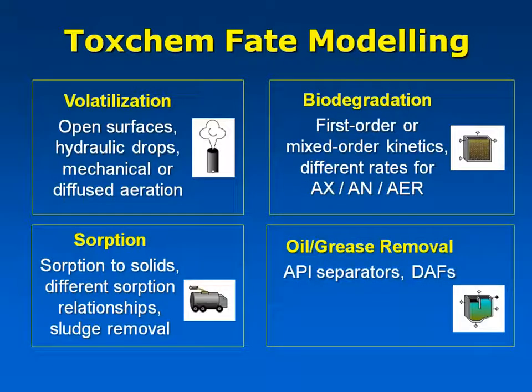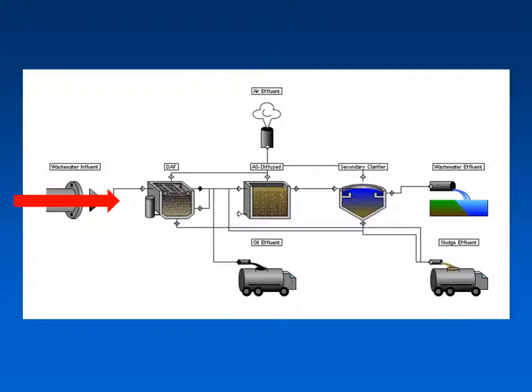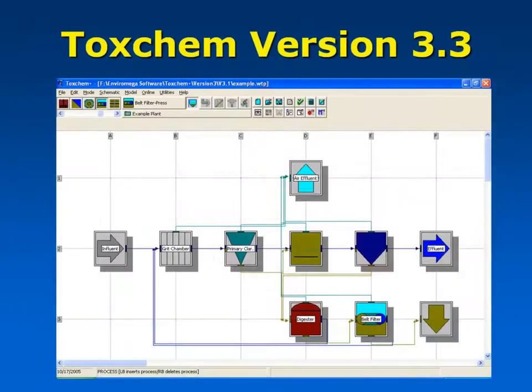So anything that is leaving the system through an API separator or a DAF is also modeled there. And then that way we can, by mass balance, figure out what remainder is leaving through that effluent. So a visual interpretation of that shows that you can have anything coming into the plant. We can figure out how much is removed to oil removal, how much is lost to the atmosphere, how much is being taken out to sludge, and how much is being let out to the effluent from the plant.